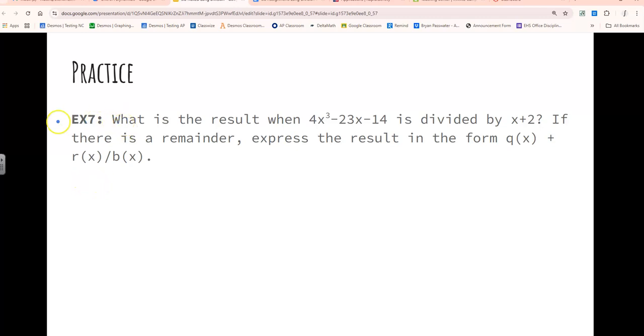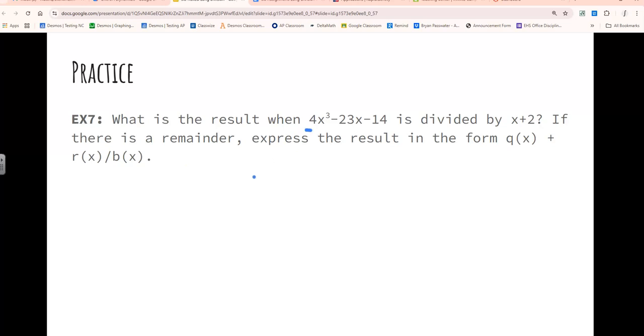So, this question said, what is the result when 4x to the third minus 23x minus 14 is divided by x plus 2? If there is a remainder, express the result in the form q of x plus r of x over b of x. All that means is when you give your answer, you're going to have your answer plus the remainder over x plus 2. Okay?